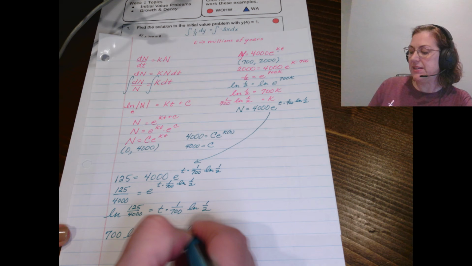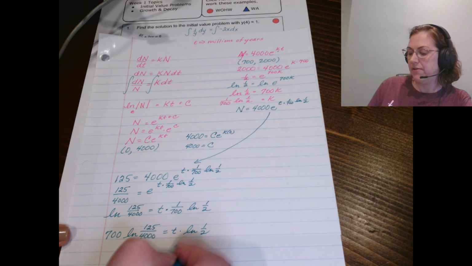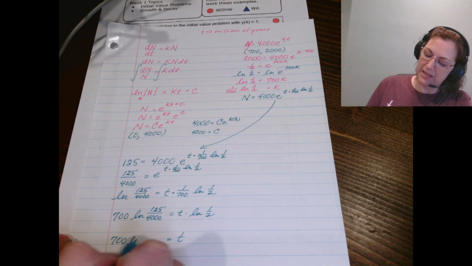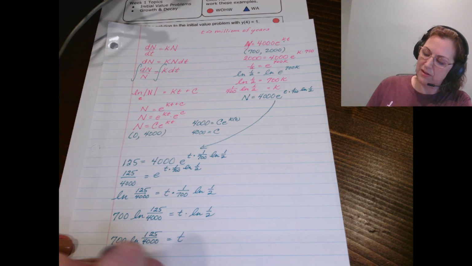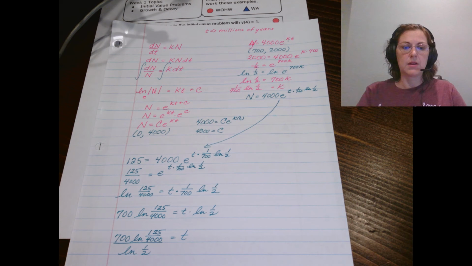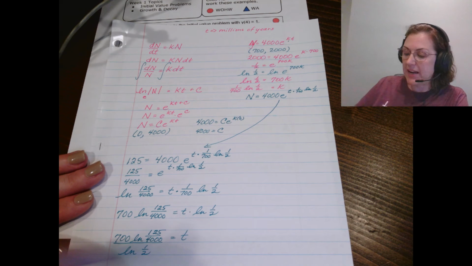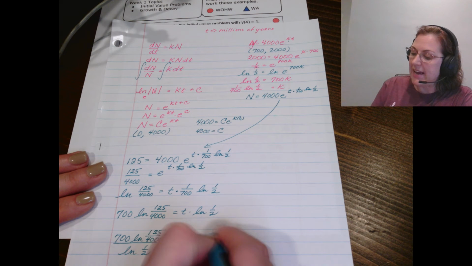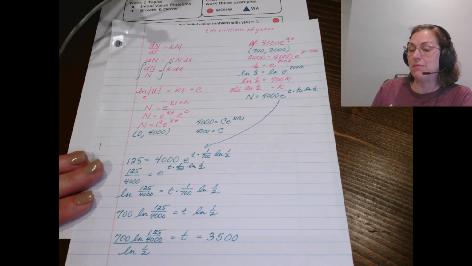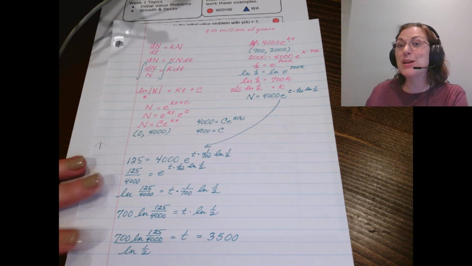And then I'm going to divide by the ln of a half. So I've got 700 times the ln of 125 over 4,000, over the ln of a half. Now you can type all of that in your calculator, and I get T is 3,500. Remember, this is millions of years.